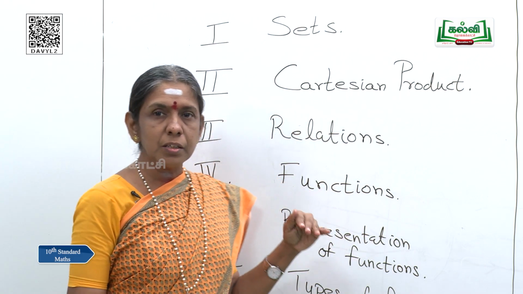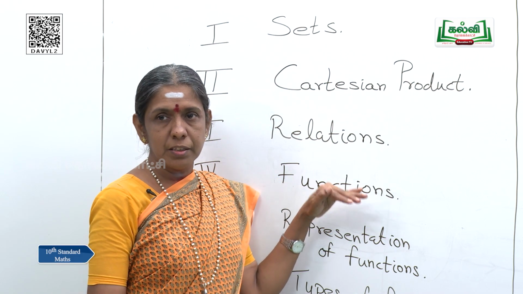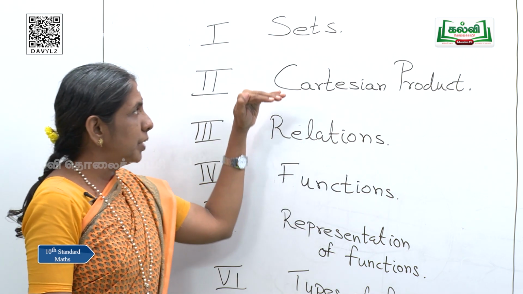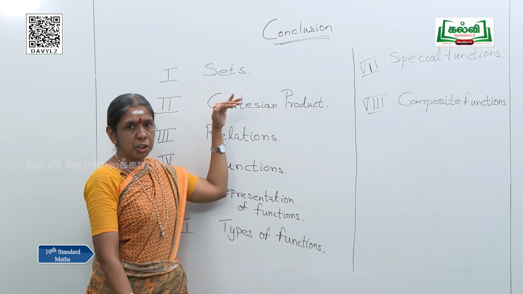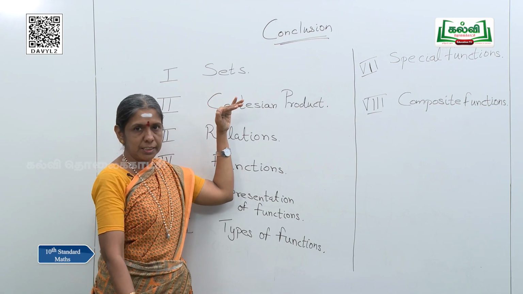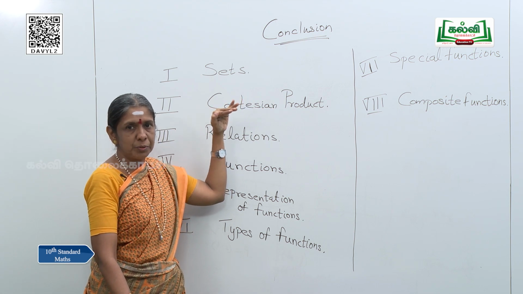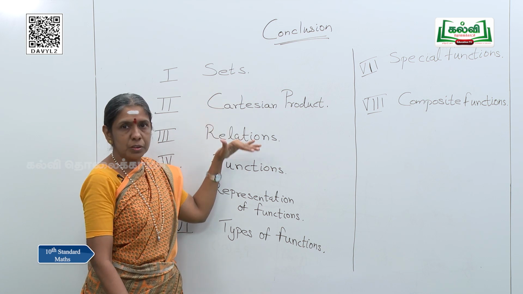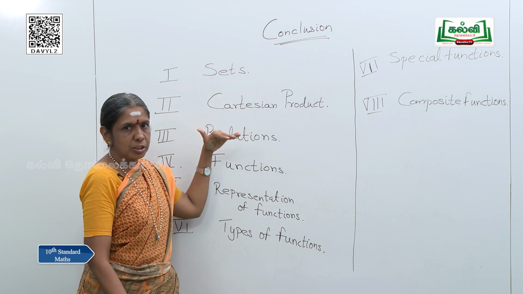Now, we will go to the concluding part of the first chapter. What are the important concepts we have learned in this chapter? First, we have to start with sets. Sets you have to be thorough. You have learnt sets in 9th standard, class 9, that is the fundamental. You have to be thorough in sets, only then we can go to the other concepts.